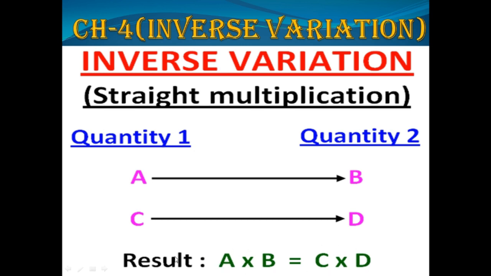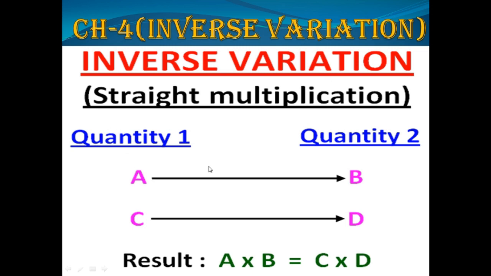This formula is applied. And in my last video, I told you about inverse variation that if one quantity is increasing, then the second quantity will decrease. If one quantity is decreasing, then the second quantity will increase. I'll give you some examples to explain it. But first of all, let's have a look here.